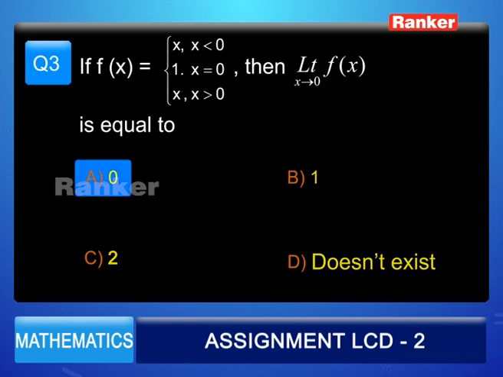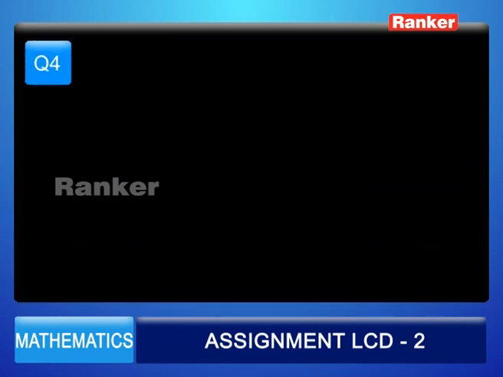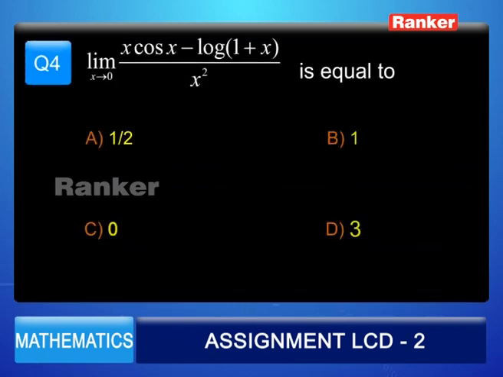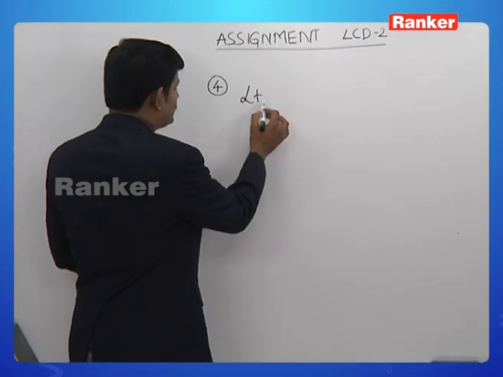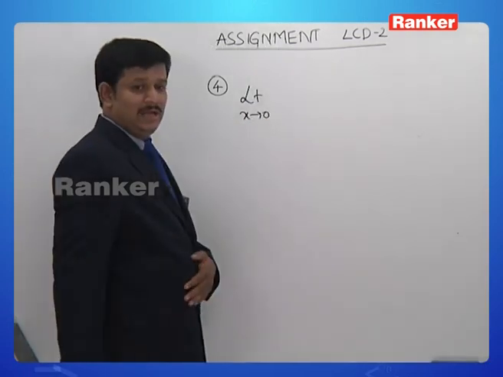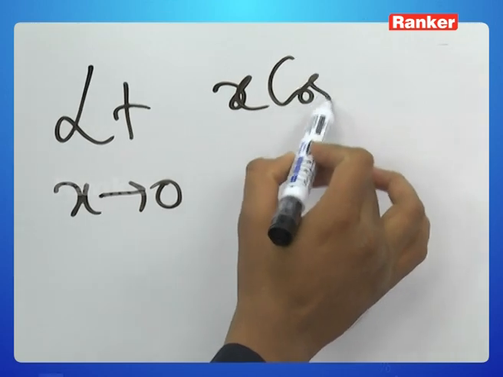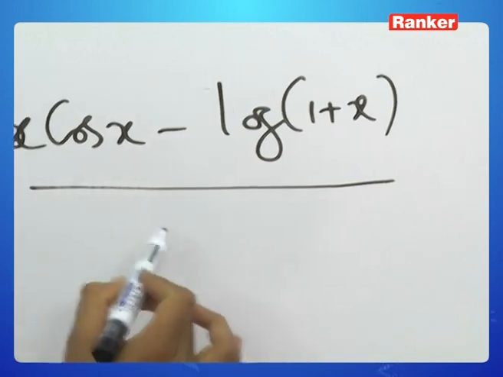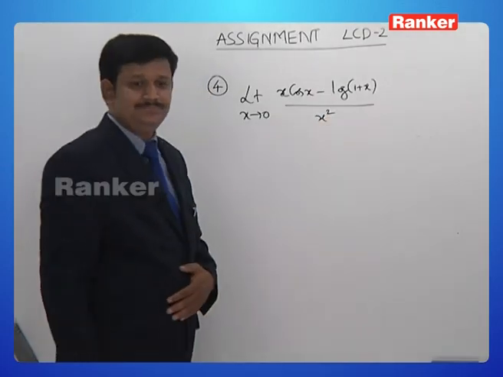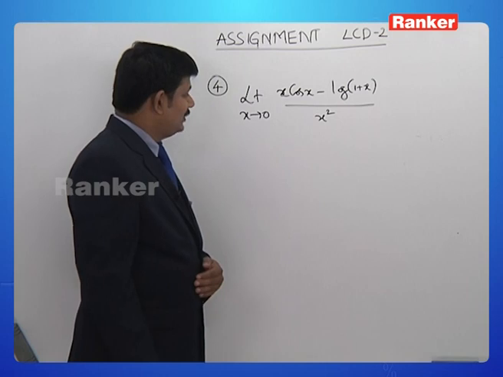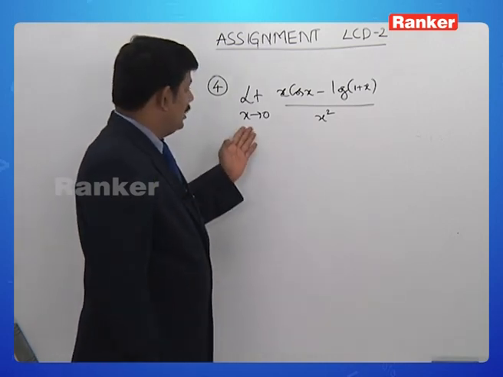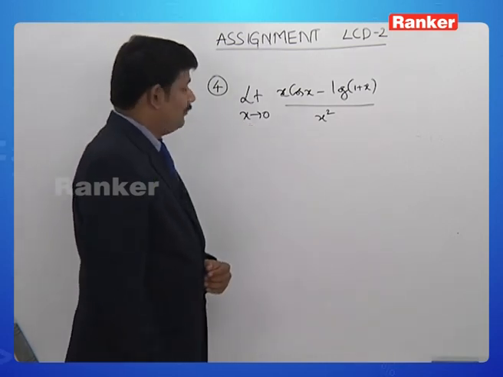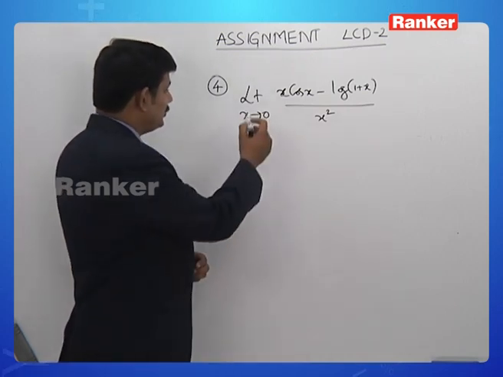Answer is option A. Next question, limit x tends to 0, x cos x minus log of 1 plus x divided by x square is equal to. We have to evaluate limit x tends to 0, x cos x minus log of 1 plus x divided by x square. Now to evaluate this question, we can go for several approaches, one of which is L'Hospital rule.